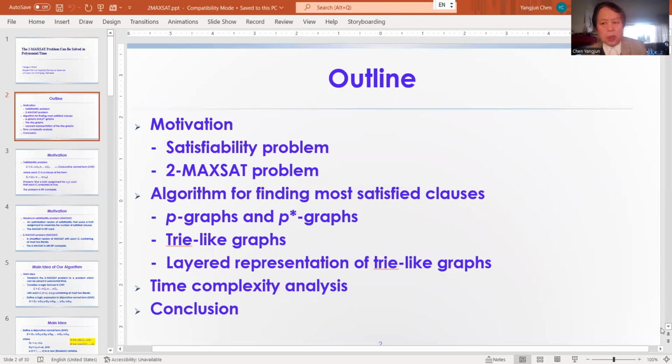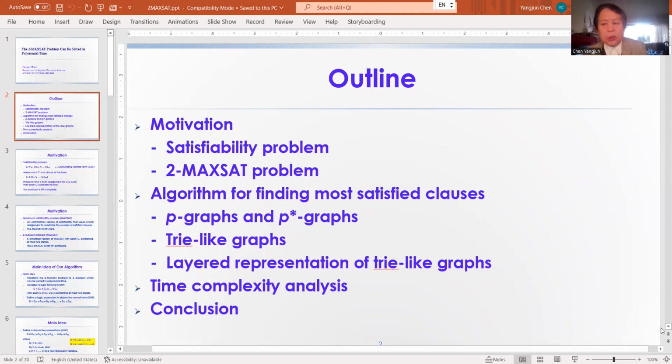Here is the outline of this talk. First, the motivation of this work. For this, I show you what is the satisfiability problem, as well as what is the two-mass sort problem. Both of these two problems are NP complete. Then I will present our algorithm to solve the two-mass sort problem in polynomial time.